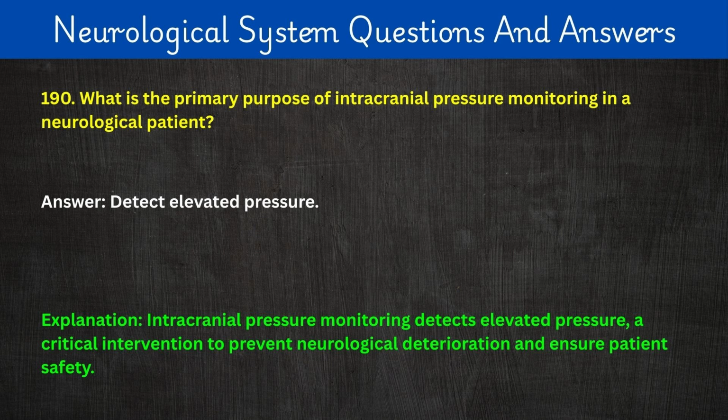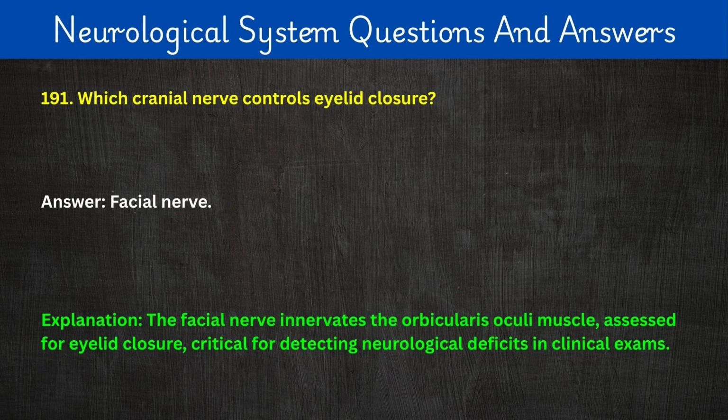190. What is the primary purpose of intracranial pressure monitoring in a neurological patient? Answer: detect elevated pressure. Explanation: intracranial pressure monitoring detects elevated pressure, a critical intervention to prevent neurological deterioration and ensure patient safety. 191. Which cranial nerve controls eyelid closure?